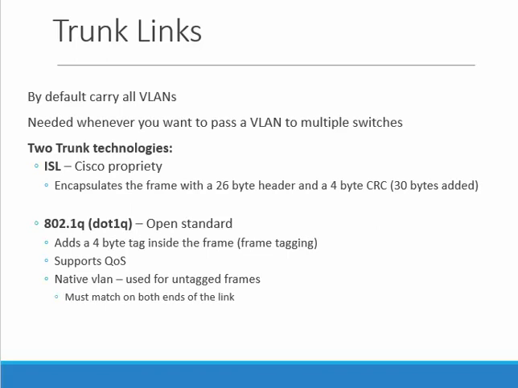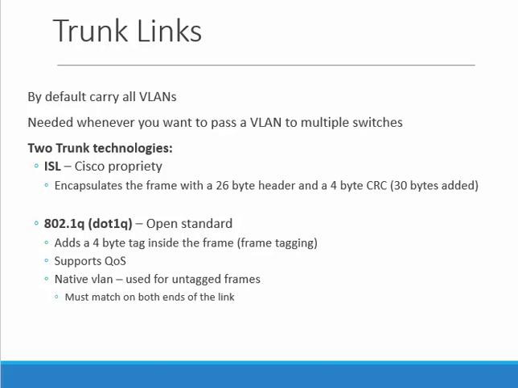So trunks. When we configure links, we have access links, which is where we would connect our end devices, right? Our computers, our servers, our IP phones. We're generally going to put our end devices on an access link. And then our other links that we have available are trunk links. And we're going to need those whenever we want to pass a VLAN to multiple switches. Okay? We'll configure trunk links for other things too.